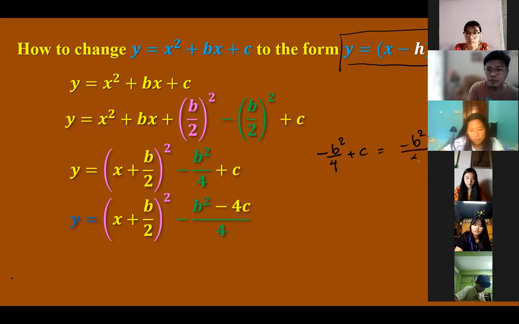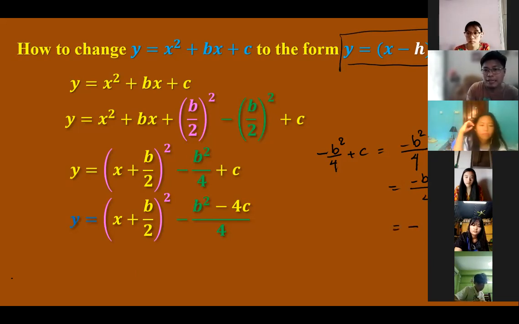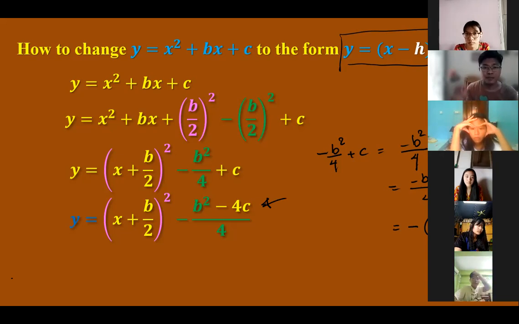Minus b square over 4 plus 4c over 4. The format is minus b square plus 4c over 4. Don't go below like this: minus b square minus 4c over 4. People need to know: minus b square minus 4c over 4. Okay, I know the vertex form, in this way, not this way.